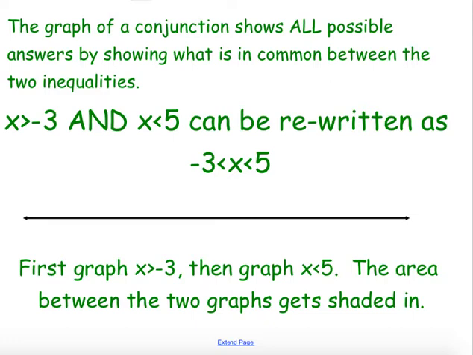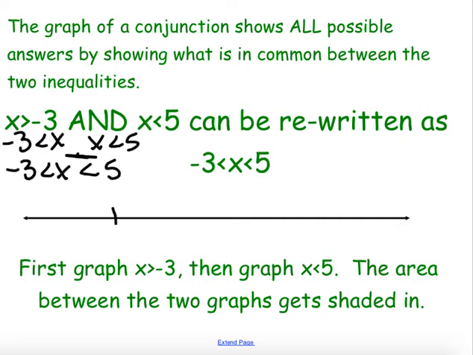That's because we can switch around this first one to say that we have -3 < x. We just switched everything around. And then, since we're talking about the same x, we can combine it with x < 5 by just smushing them together. So we have -3 < x < 5.